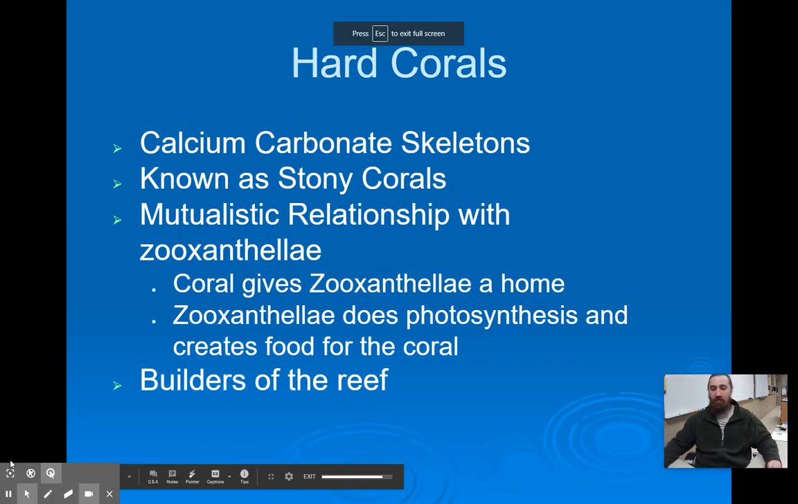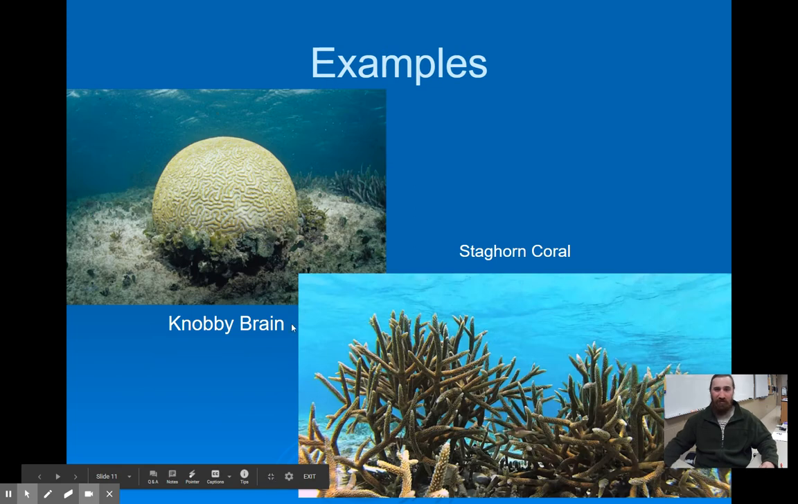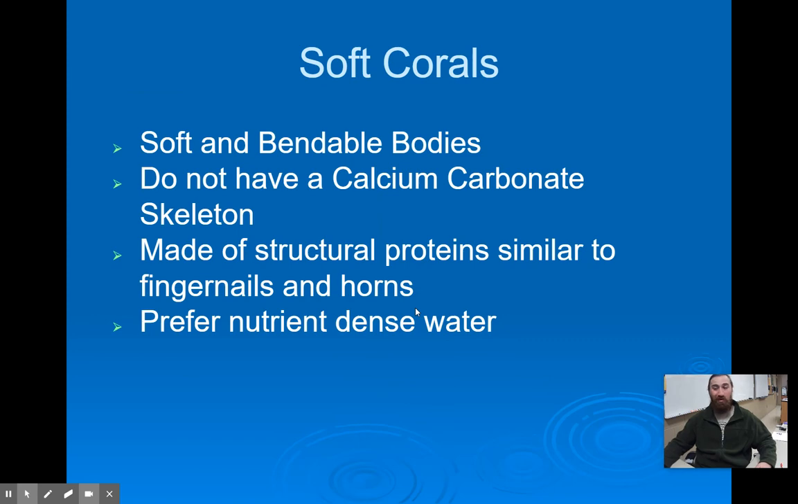Beautiful. Now, these are considered the builders of the reef. They are the hardest structure since they are made of calcium carbonate, and it's typically the ones that we think of. Some examples are the knobby brain or brain coral, and another one, guys, is called staghorn coral. So it's a bunch of little horn shapes, both corals, both beautiful, but they're both stony corals or hard corals.